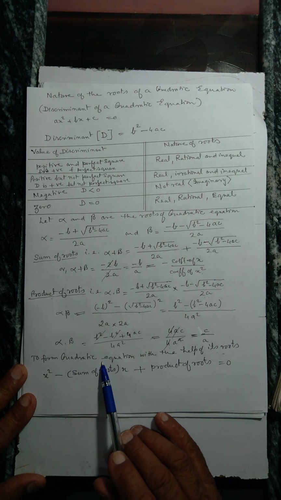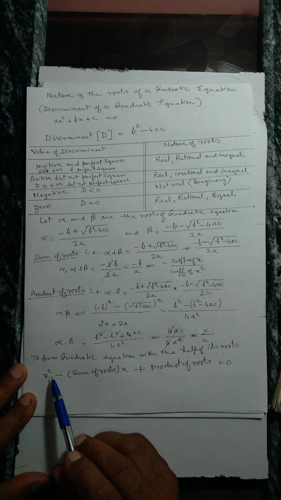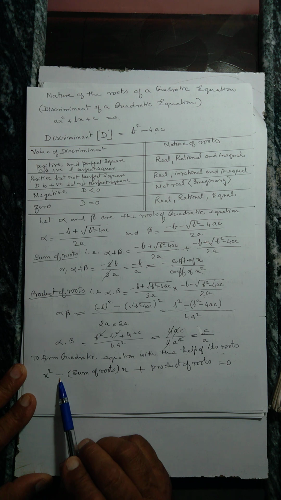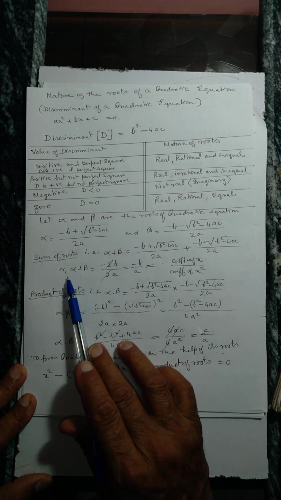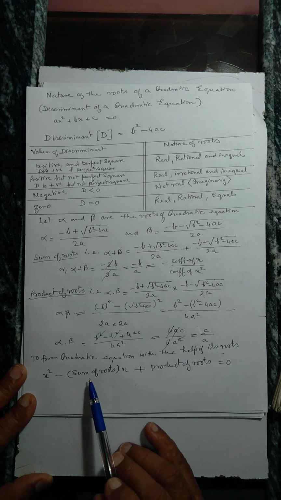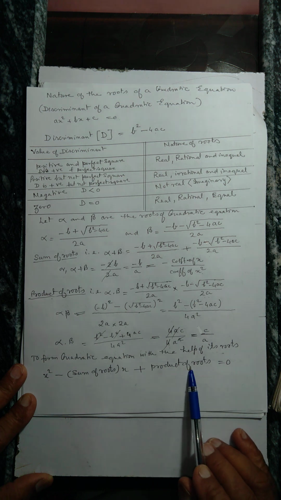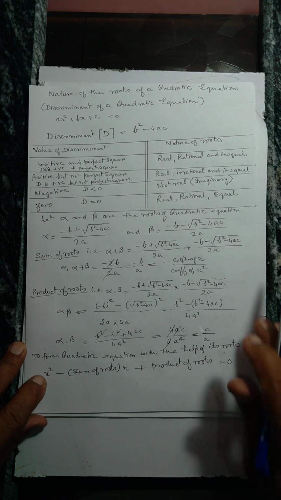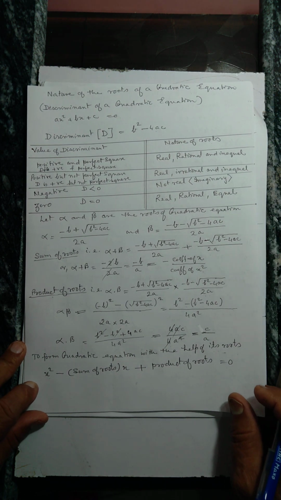To form the quadratic equation with the help of its roots, it is a very standard form. You can remember it also: x square minus sum of the roots, sum of the roots means alpha plus beta, into x plus product of the roots. That will give you the standard form of the quadratic equation. If you have the roots of the given quadratic equation, you can form the quadratic equation.